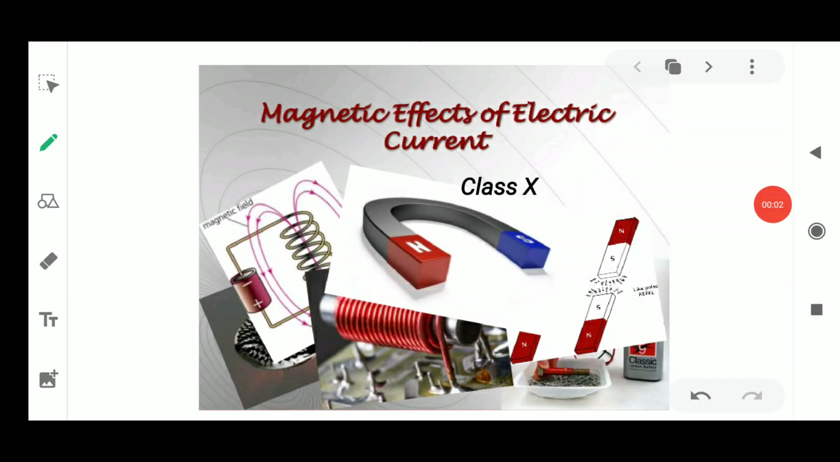Hello students, I am here with the video from the new chapter of class 10th NCERT book. The name of this chapter is Magnetic Effect of Electric Current.